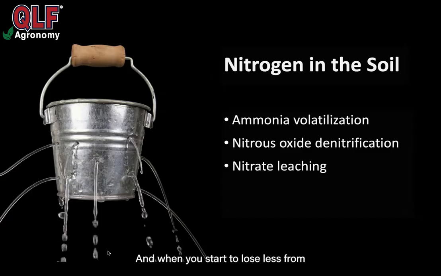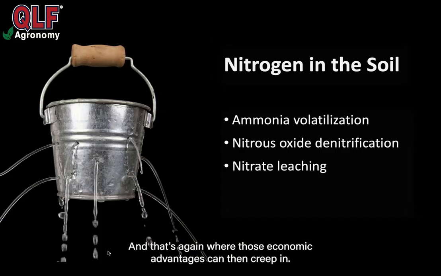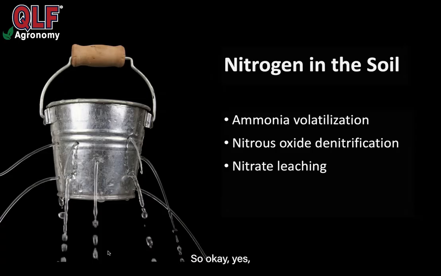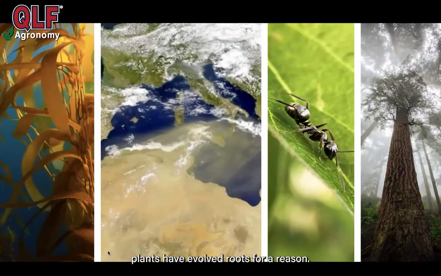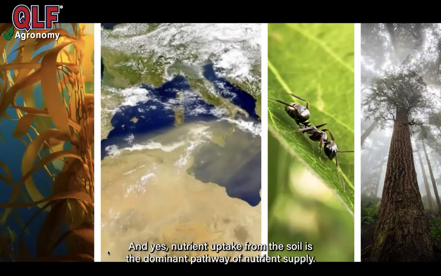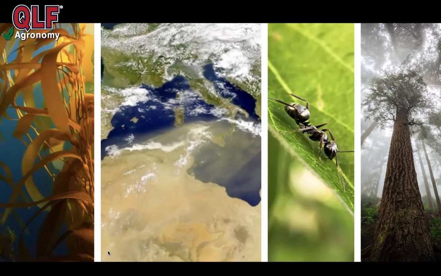And when you start to lose less from the soil, you can start to use less from the bag. And that's again where those economic advantages can then creep in. So, okay, yes, plants have evolved roots for a reason, and that's to take up nutrients from the soil. And yes, nutrient uptake from the soil is the dominant pathway of nutrient supply.